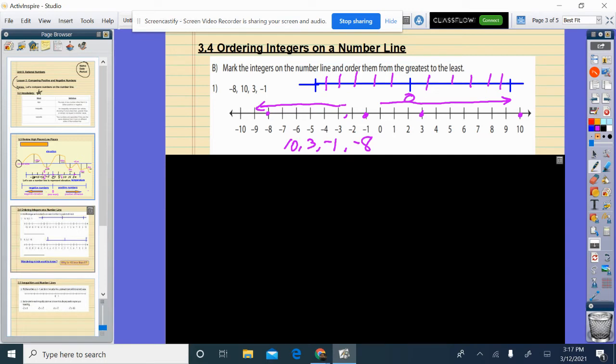So that way, if we're going to the left, 10 is greater than 9, which is greater than 8, which is greater than 2, which is greater than -2. So just keep that in mind as we talk about positive and negative numbers.